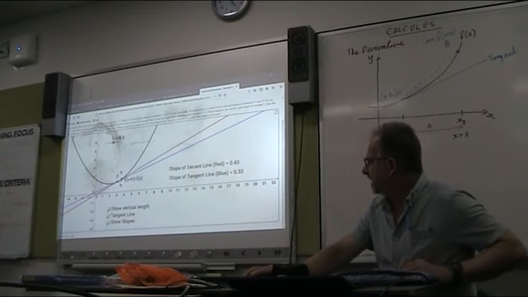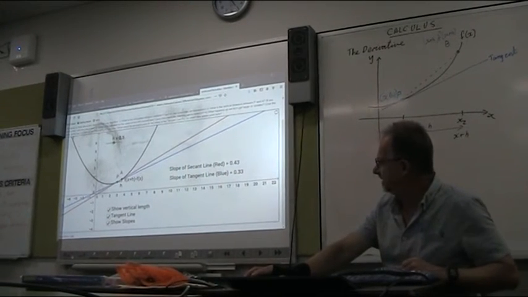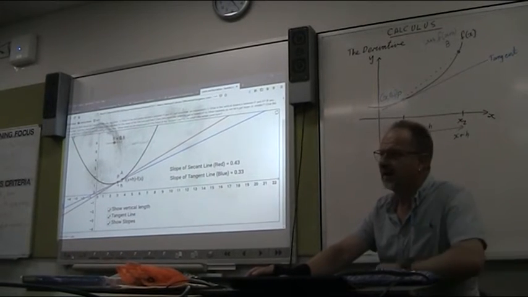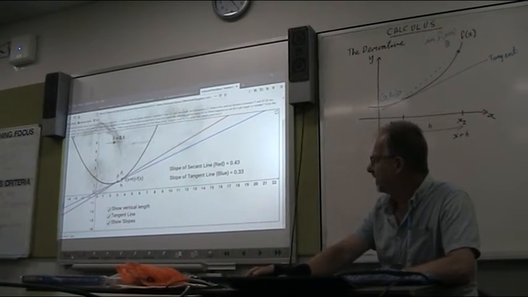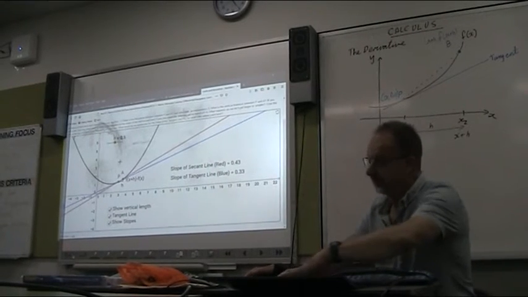All right, so this is what the derivative is kind of all about. It's all about coming up with a way that we can work out what the gradient of this curved line is. And in fact, we can do it for any curved line by using this idea.